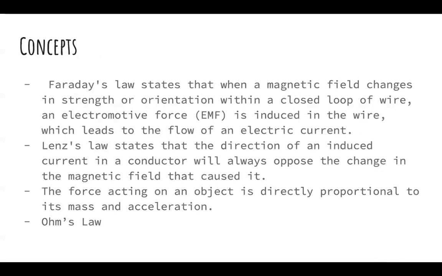Faraday's law states that when a magnetic field changes in strength or orientation in a closed loop of wire, an EMF is induced. Lenz's law states that the direction of an induced current in a conductor will always oppose the change in the magnetic field. Then the gravitational law states that F is equal to mg. And then there is Ohm's law, which is required for the experimental observations.